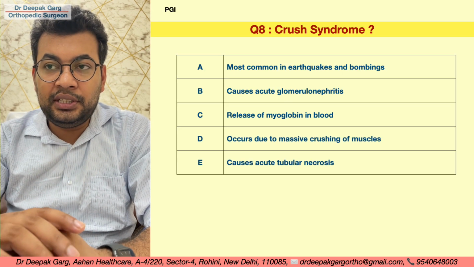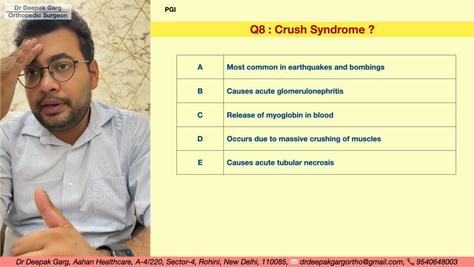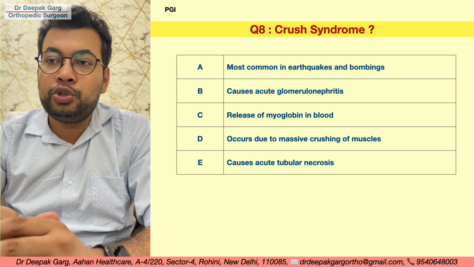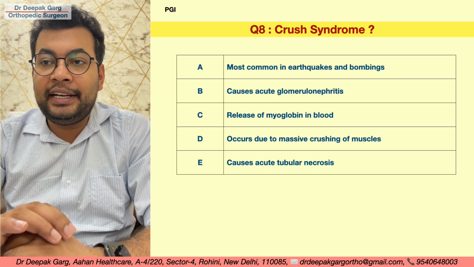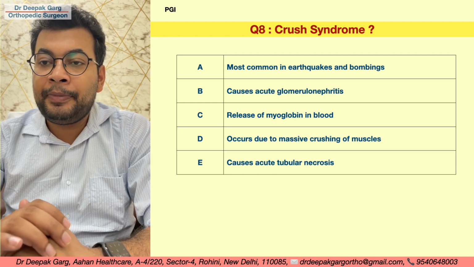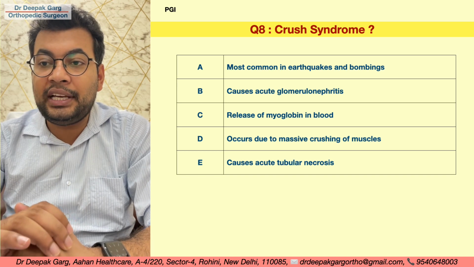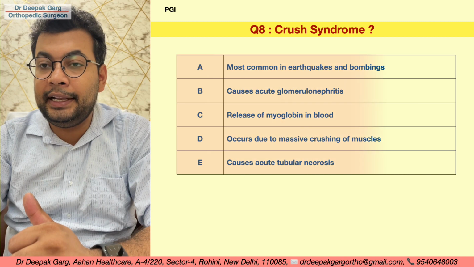So this is a question from PGI. Let's look at this question. It will have multiple answers. Option A, most common in earthquakes and bombings, true. Causes acute kidney injury, true. Release of myoglobin in the blood, true. Occurs due to massive crushing of the muscles, true. Causes acute tubular necrosis, true. So all the answers from A to E are true.